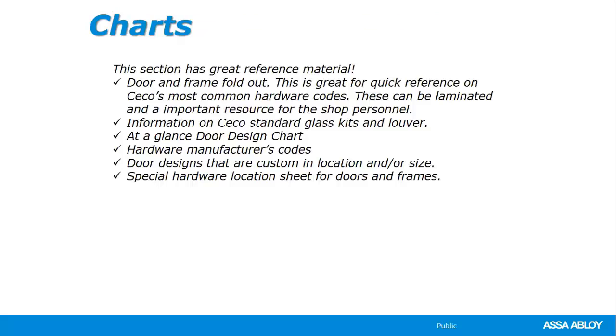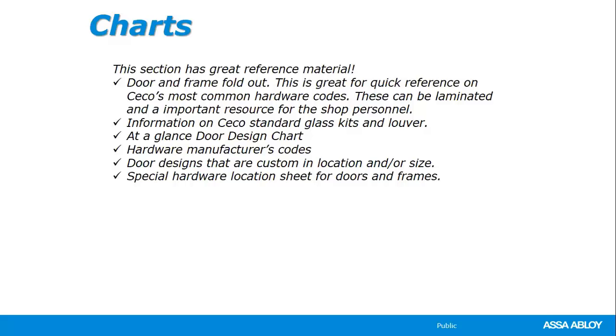And then basically at the back of this order writing book, they've added quite a few different charts. Two of my favorites are the door and frame fold out. They're on an 11 by 14 sheet, and they're great for quick reference. It has the more common hardware codes and preps for doors and for frames. A lot of distributors will take that fold out and laminate it, especially for the guys in the shop, until they can get accustomed to the various codes and the sequence of the codes for doors and frames, you'll have that handy. So that's something you may want to take advantage of.